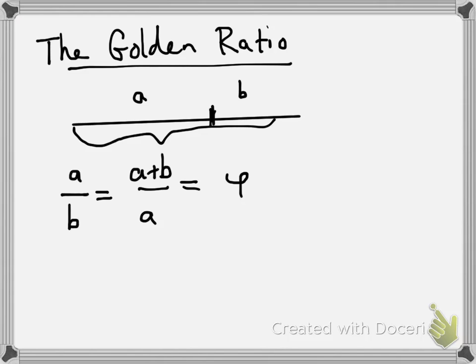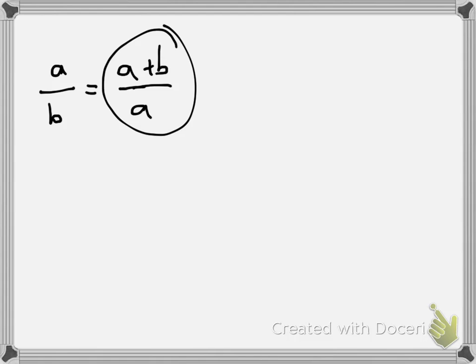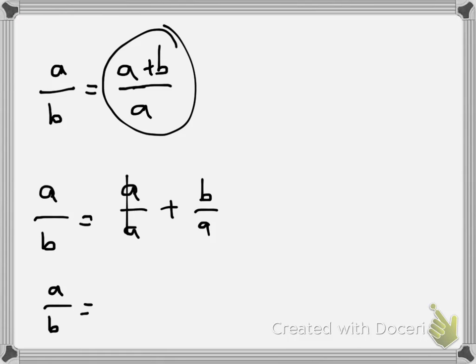And some really interesting things come about when we look at this. So let's take a look at this equation and see if we can figure out what phi really is. So I have A over B is the same as A plus B over A. If I take this fraction and break it apart, I have A over B equals A over A plus B over A. Well, I know A over A is 1, so I have A over B is the same as 1 plus B over A.